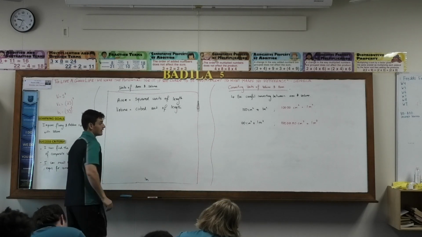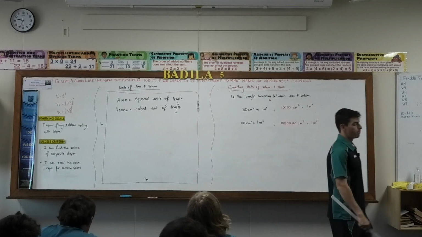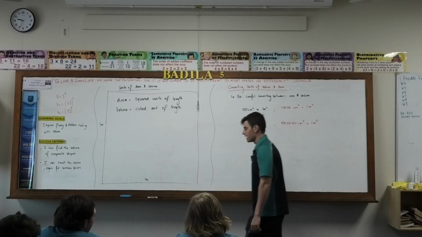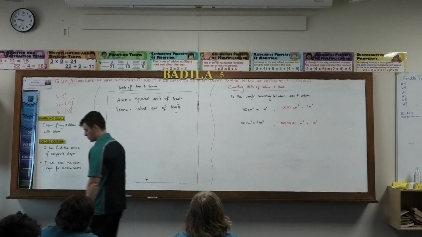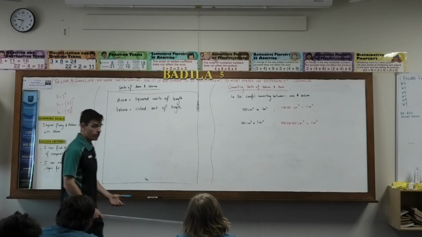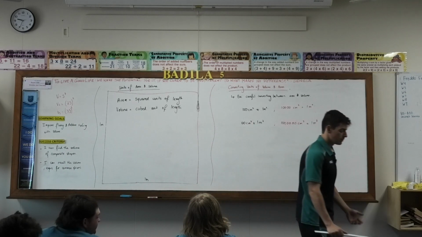Now, let's talk about a misconception. And I'm going to give you straight up the best way to avoid the misconception. But sometimes it is unavoidable, and we need to understand how this works. Often, I will see kids get their answer in centimetres cubed and try and convert that to metres cubed, or centimetres squared and try and convert that to metres squared.